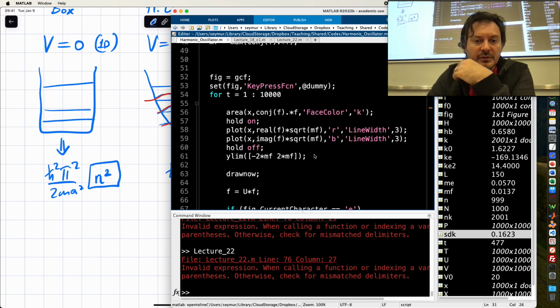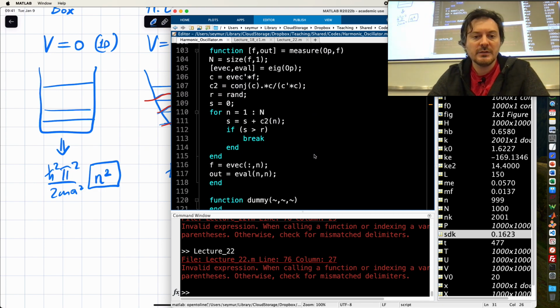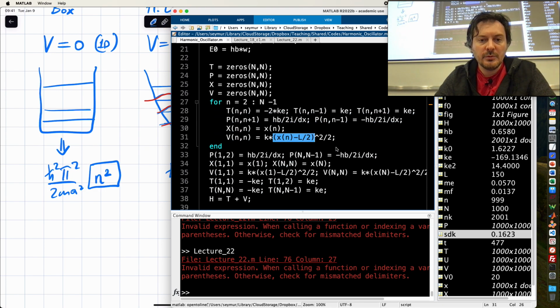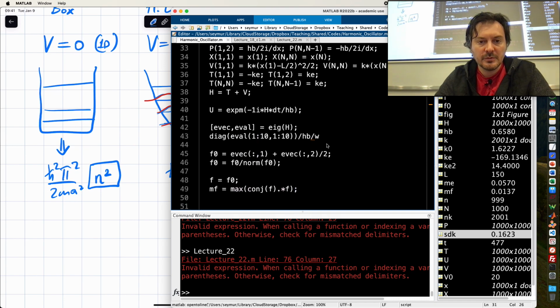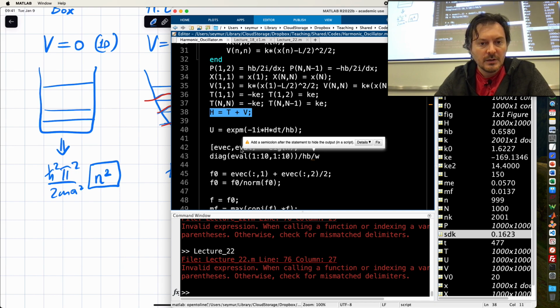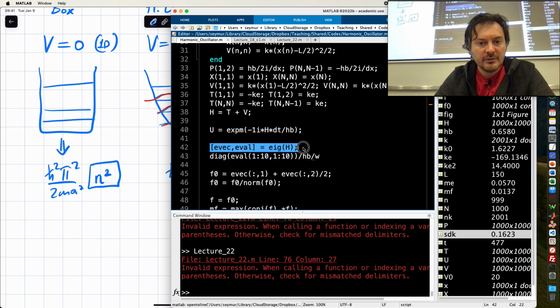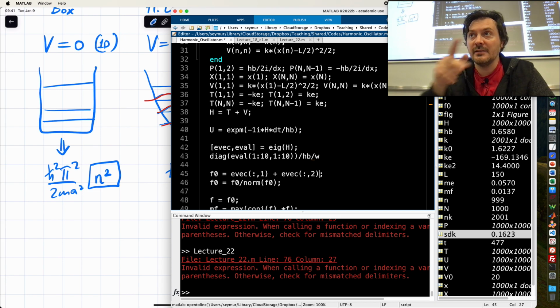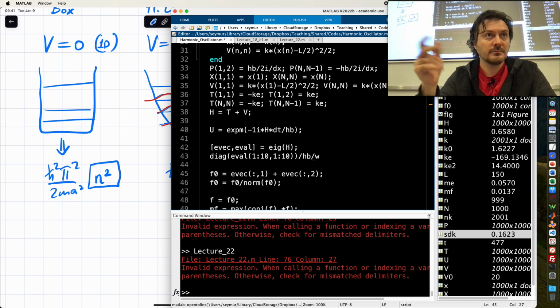The rest of the code is the same code. So let's run it. So how do we start? Let's look at how we start. By the way, Hamiltonian is kinetic energy plus potential energy, and eigenvectors and eigenvalues are calculated with respect to Hamiltonian. And I start from, let's start from eigenvector 1 plus eigenvector 2, okay?